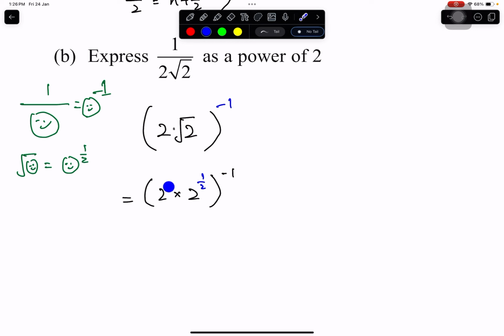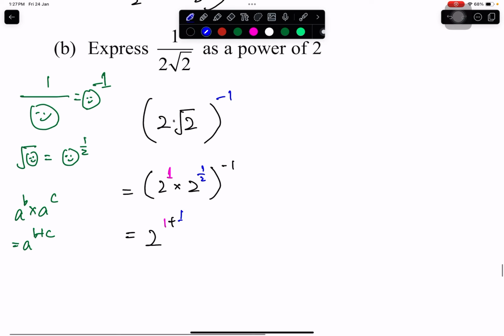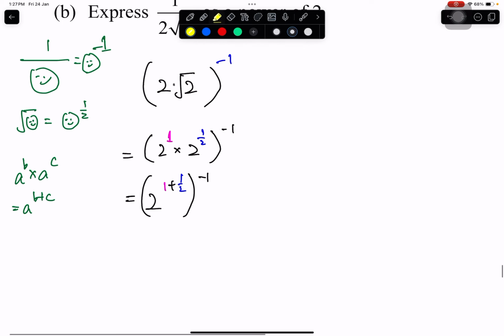And then the 2 to the power of nothing here, but it still exists as a 2, right? So that's default to be a 1 there. And again, a to the power of b times a to the power of c equals a to the power of b plus c, right? So we have 2 to the power of 1 plus 1 over 2. Then we bracket the whole thing and apply the negative 1. So now let's focus on the adding here, which is 2 to the power of 1 plus half means 1.5, means 3 over 2. And then the outside, you still have the negative 1.